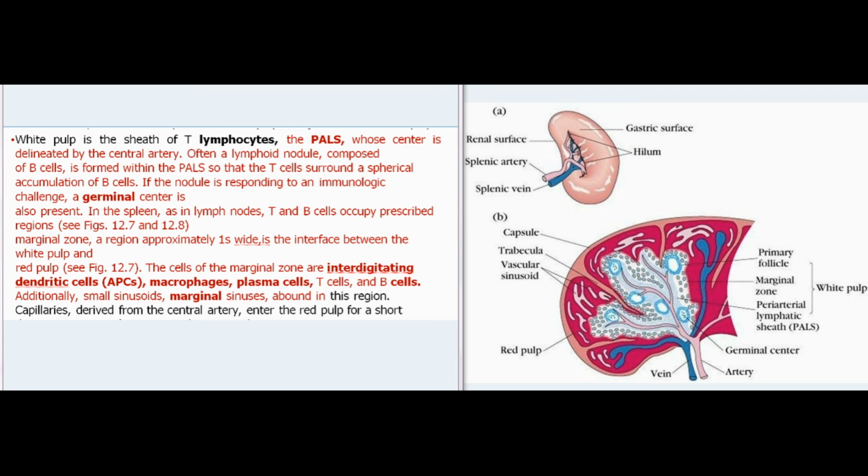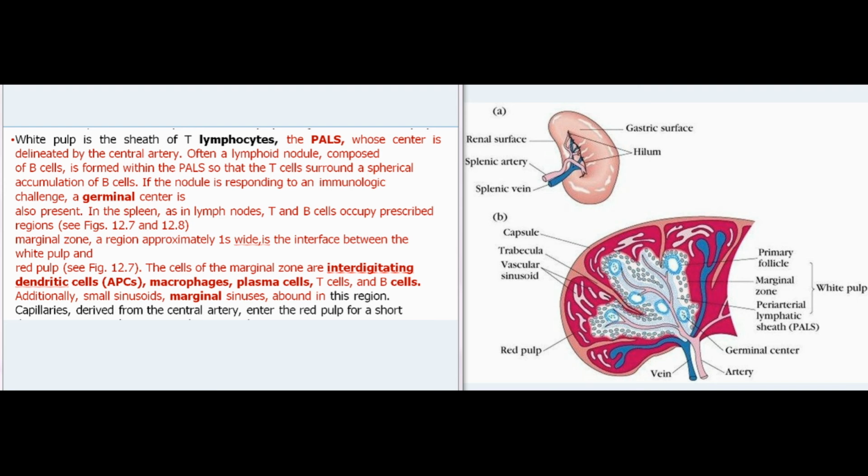Often a lymphoid nodule, composed of B cells, is formed within the PALS so that the T cells surround a spherical accumulation of B cells. If the nodule is responding to an immunologic challenge, a germinal center is also present. In the spleen, as in lymph nodes, T and B cells occupy prescribed regions, see Figs 12.7 and 12.8.